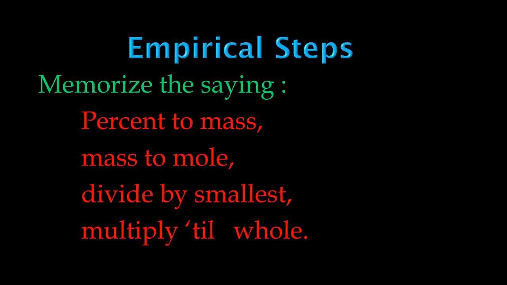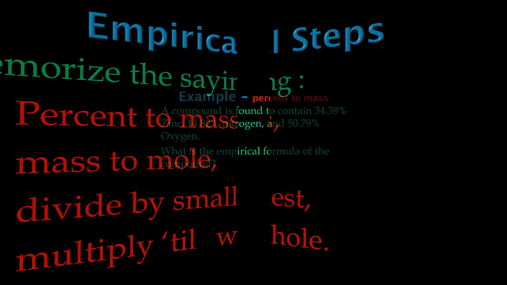You'll want to memorize this saying, so write it down. Percent to mass, mass to mole, divide by smallest, multiply till whole. That'll help you to remember the steps that you need to go through to find the empirical formula.